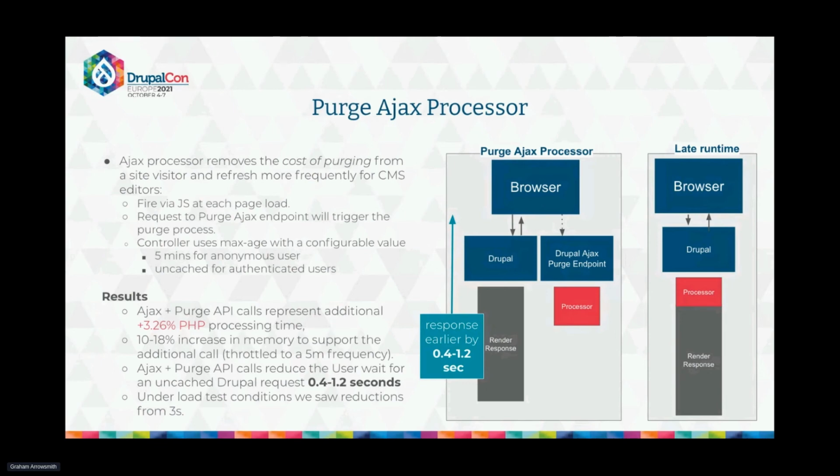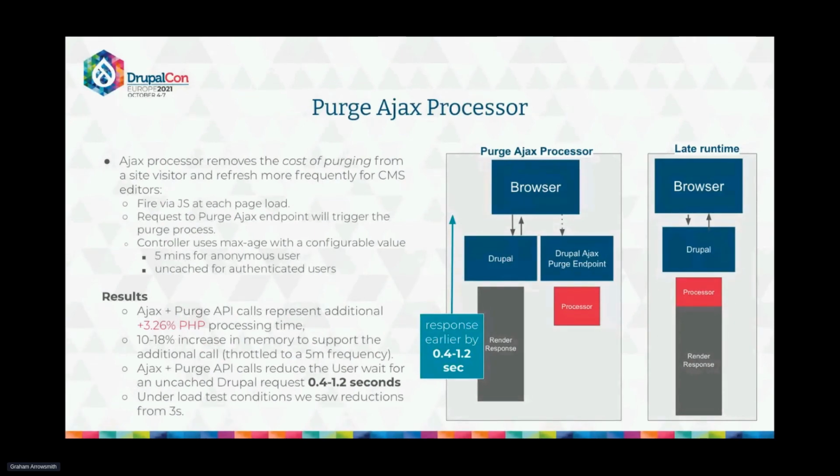And we have an Ajax endpoint that could be requested to run the purge process. So whenever this gets fired on page load, the endpoint triggers the purge process. And for unauthenticated users, we put in place a max age. So anonymous users could only hit this every 5 minutes, and that was configurable.